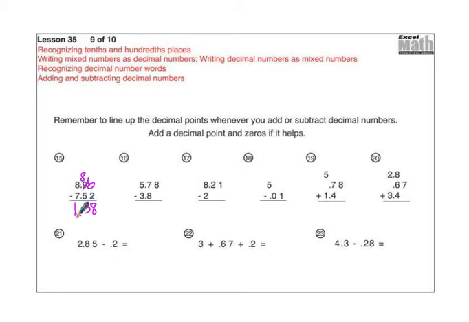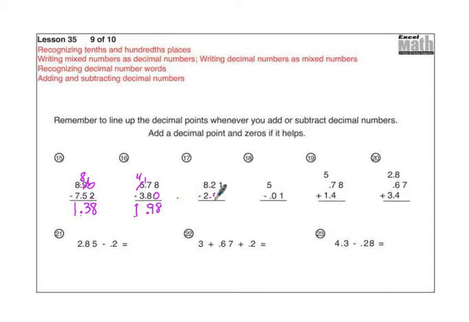Okay, go ahead and pause the video, do just number 16. Turn the video back on when you're ready to see the solution. 8 minus 0 is 8. 7 minus 8, can't do it. Regroup from the 5 and make it a 4. 17 minus 8 is 9. Put a decimal point that comes straight down. 4 minus 3 is equal to 1. 1.98 or 1 98/100ths.